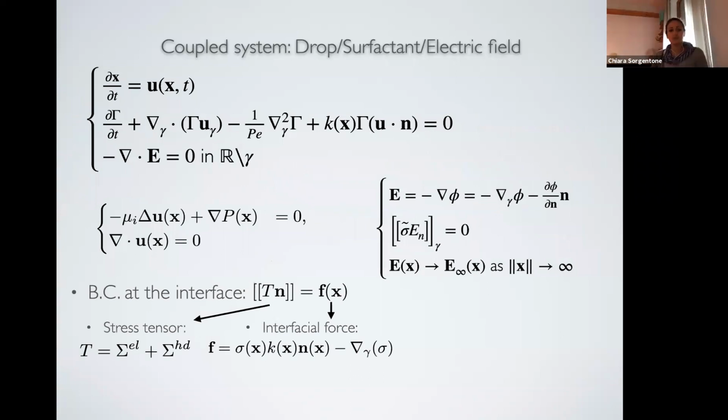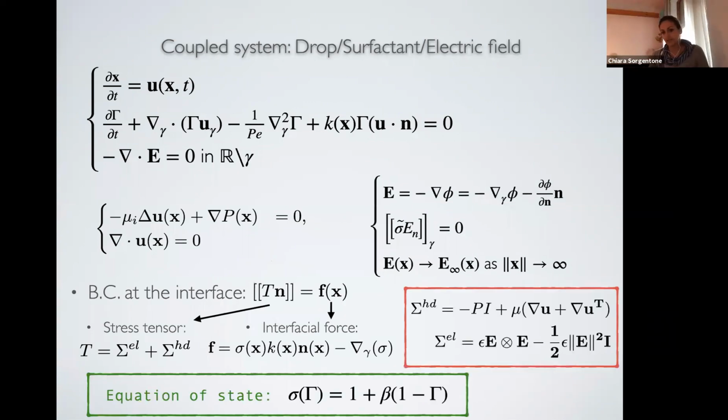And then we also have the boundary conditions at the interface, which prescribe that the stress tensor should balance the interfacial force, where the stress tensor has two components, a hydrodynamic component and an electric component. And the interfacial force again has two terms: sigma kn, where sigma is the surface tension, and the second term, the surface gradient of sigma, which is called the Marangoni term.